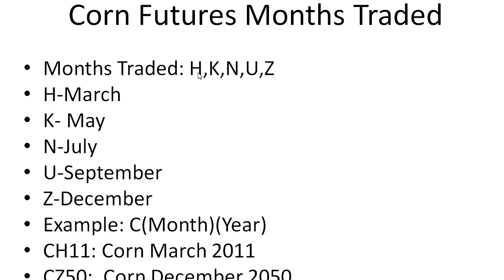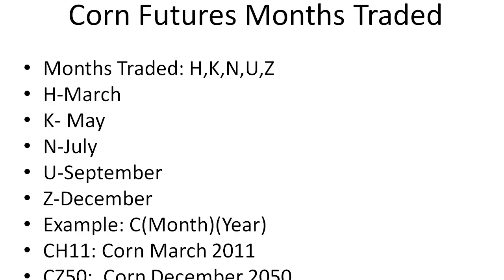The months traded are H, K, N, U, and Z. And you're probably going, that's great. What does that mean? Well, H is March, K is May, N is July, U is September, and Z is December. So as an example, let's say that the default symbol for corn on every platform would be C. Then you would list the month and then the year. So for example here, CH11 would be corn, March 2011.